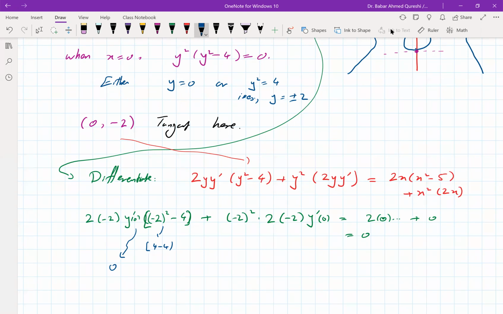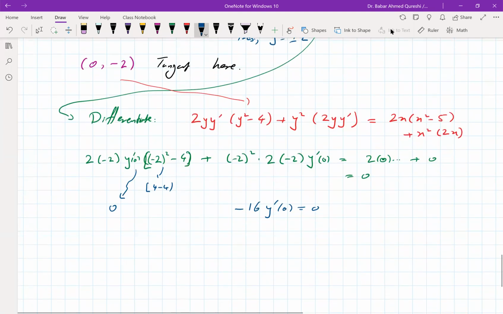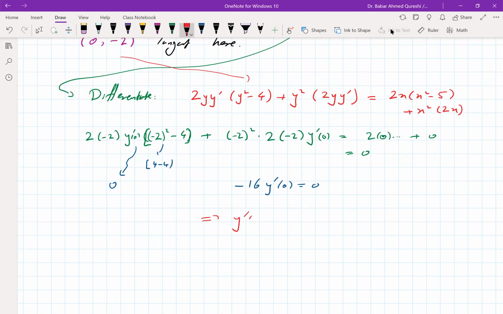While this term gives me minus 16, y derivative of 0 is 0. So the only solution to this is that y derivative of 0 is 0. So slope is horizontal, or tangent is horizontal, as it was obvious from the graph.